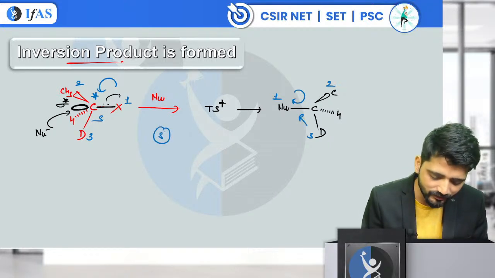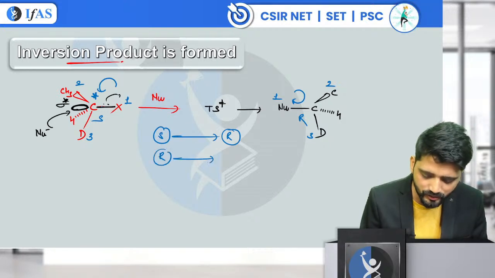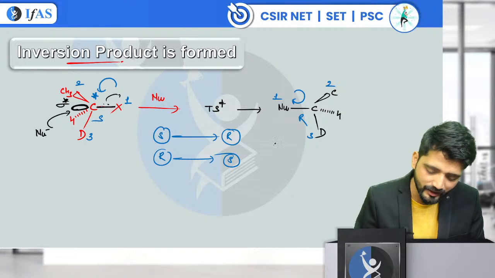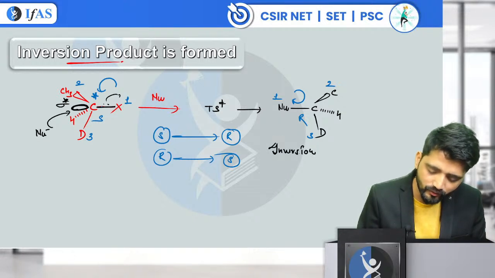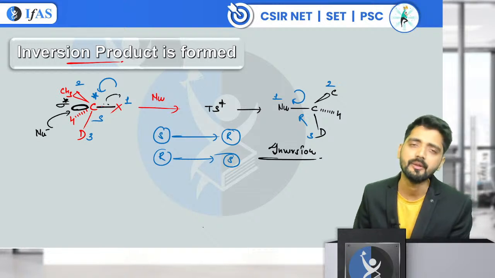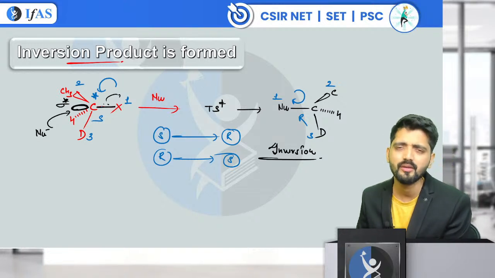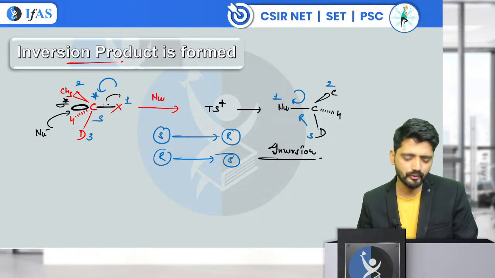So whenever an S configuration changes to an R configuration or an R configuration changes to an S configuration, we say that yes, inversion product has been formed. And SN2 reaction is famous for formation of inversion products only. These are the basic things which we know, but it's important to write them down in our notes also.